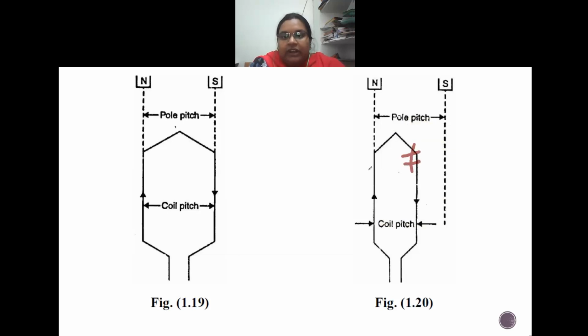That means coil side 1 is under the influence of the north pole, whereas coil side 2 is not under the influence of the south pole. Coil side 1 is under the influence of the north pole, but coil side 2 is not under the influence of the south pole. So, this type of winding is called fractional pitch winding.